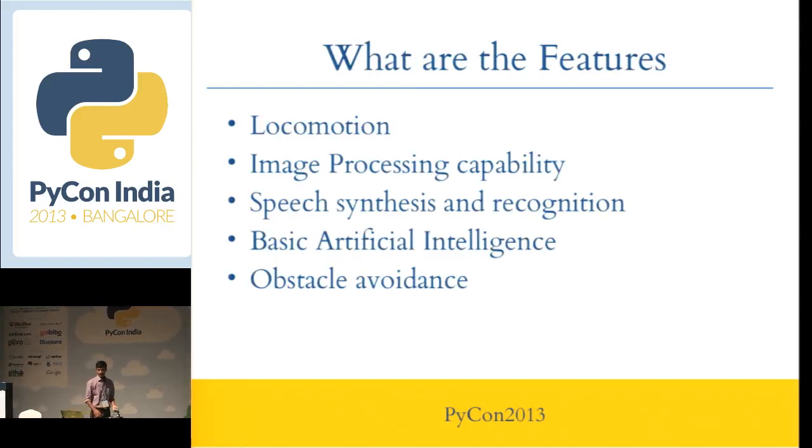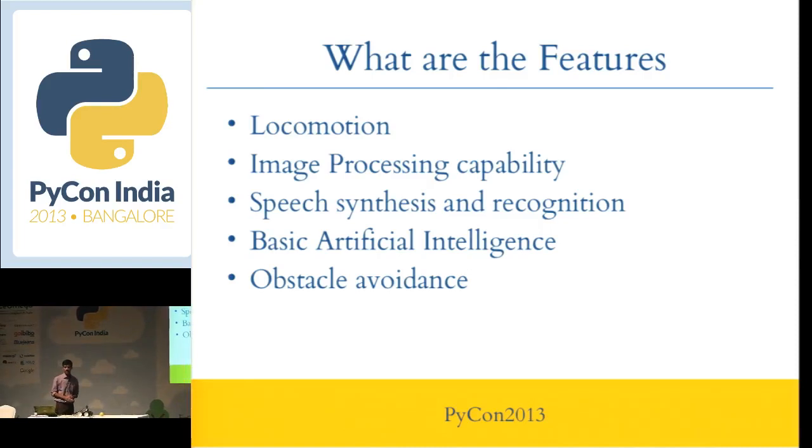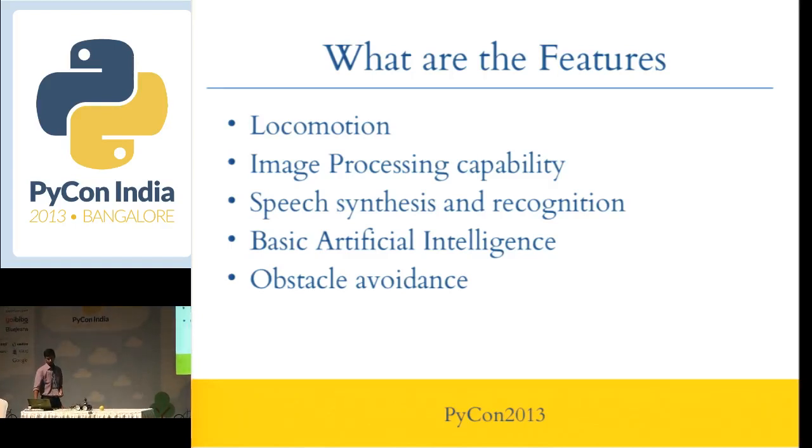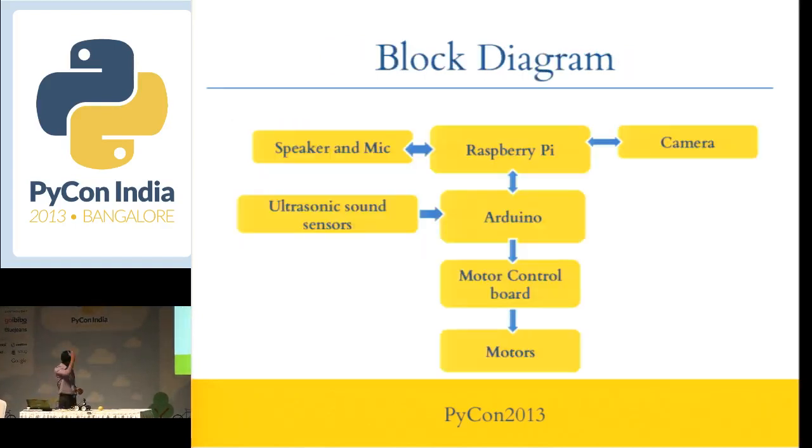Then what are the features? It has locomotion. Locomotion means motion, like it has wheels so it can move. Then it has image processing capability. It can process images, so that's also a feature. Then speech synthesis and recognition. It can speak, and it can also recognize our speech. Then artificial intelligence, which I will show later. Then obstacle avoidance. Next, we can go to the block diagram.